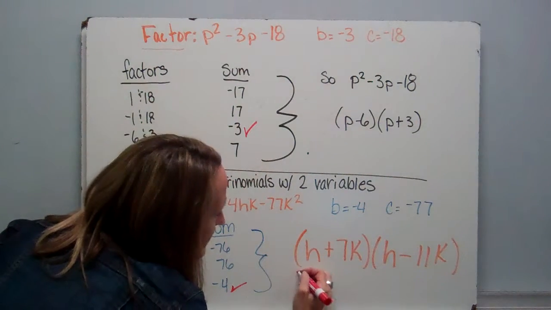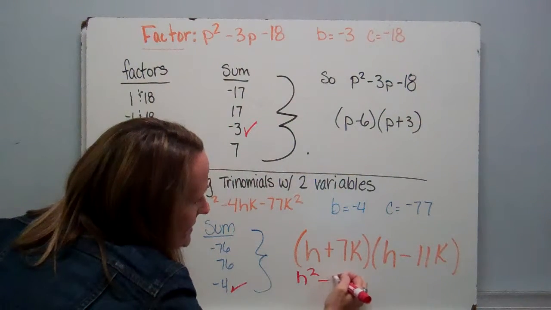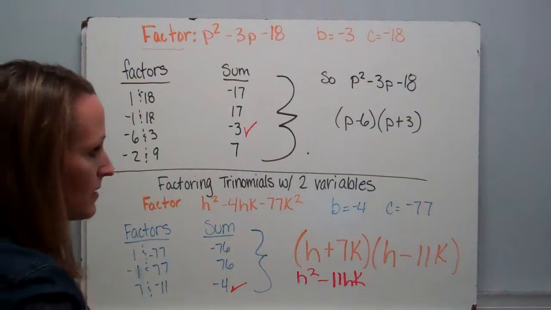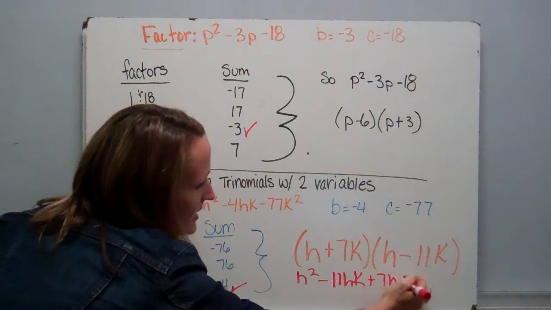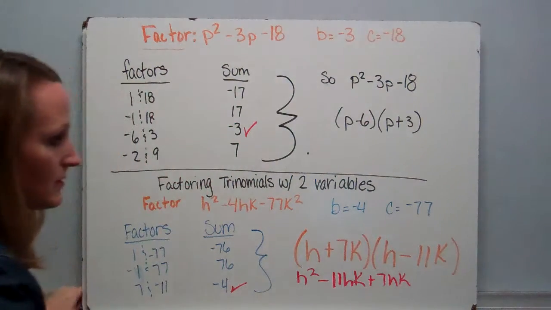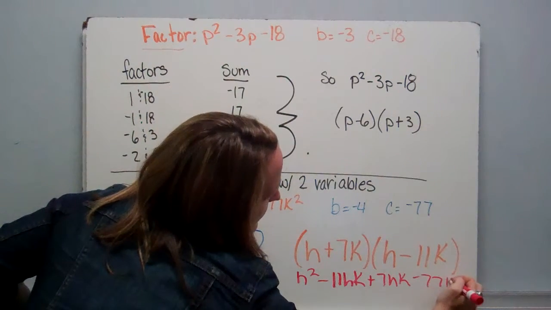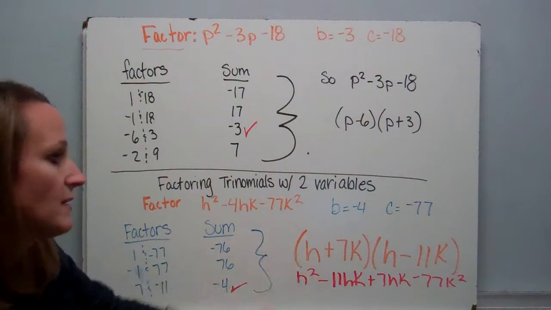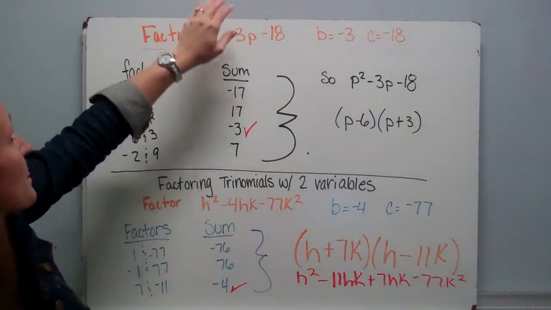11K, well, when I FOIL, I'll get H squared at the front. H times 11K, I'm going to get minus 11HK. When I did my inner, I would get 7HK minus 77K squared. So by just putting those variables back in there, when I FOIL it back out at the end, I will be okay.